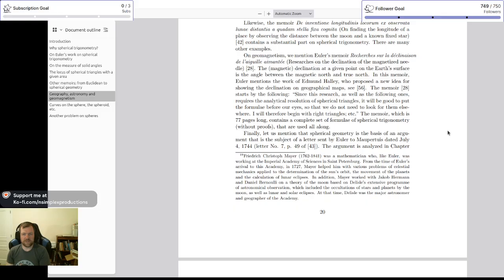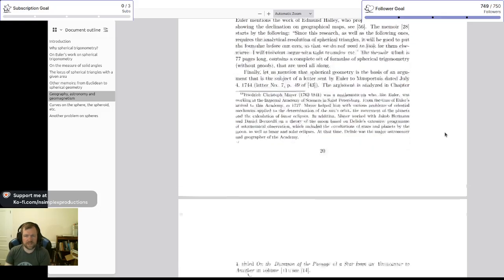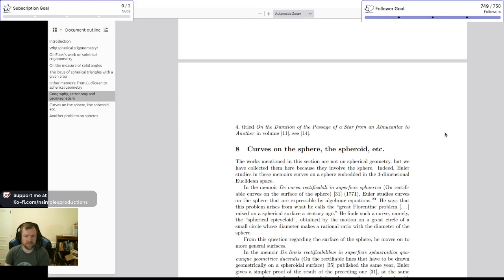Finally, let us mention that spherical geometry is the basis of an argument that is the subject of a letter sent by Euler to Maupertuis, dated July 4th, 1744. The argument is analyzed in Chapter 4, titled On the Duration of the Passage of a Star from One Almucantar to Another.